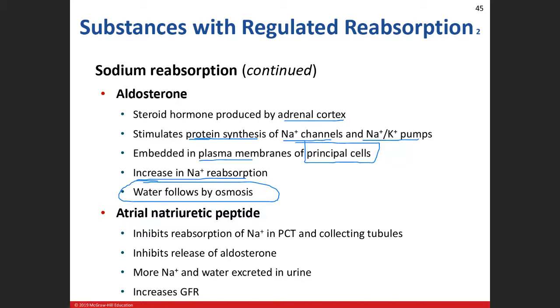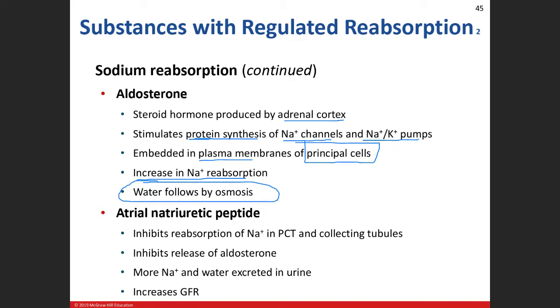So if aldosterone is going to increase sodium resorption, that means it's going to decrease your urine output. You'll have less sodium in your urine, therefore you'll have less water in your urine. You guys see that? Kind of following me? A little review from chapter 17, where we were talking about aldosterone.